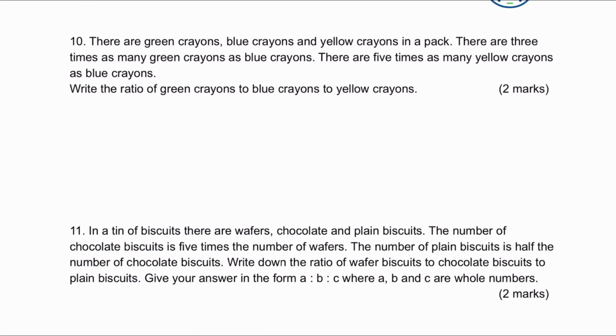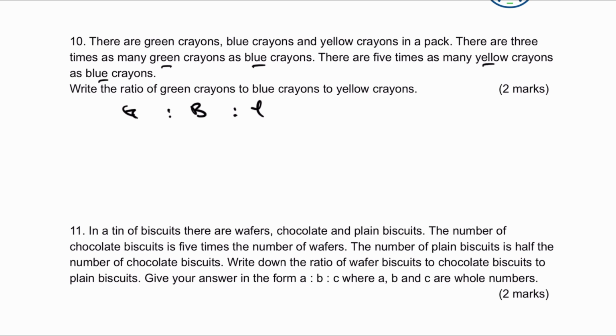Now the key issue with these is we really need to read the question. We've got green to blue to yellow. Okay, got to really read the question. It says there's green crayons, blue and yellow. There are 3 times as many green crayons as blue crayons. And then there are 5 times as many yellow crayons as blue.